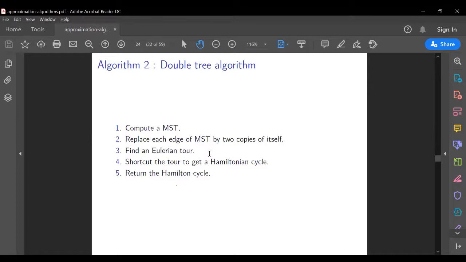So that's why, in the previous step, we said very carefully: replace each edge by 2 copies of itself, one to go, another one to come back. That's why we are expanding the graph. Is it okay? Now, after making an Eulerian tour, shortcut the tour to get a Hamiltonian cycle, and then return the Hamiltonian cycle. Let us look into an example.